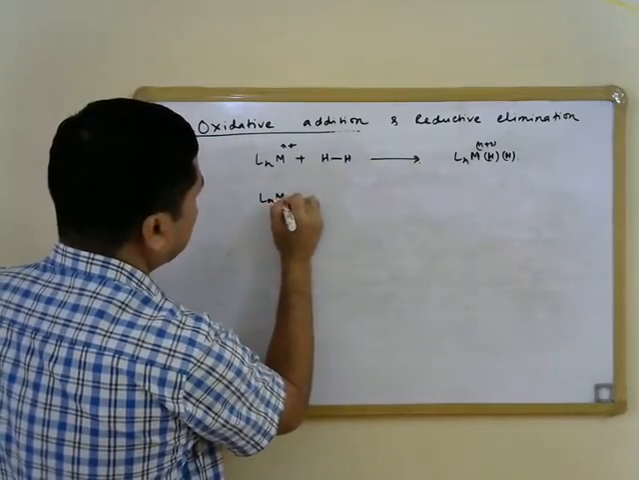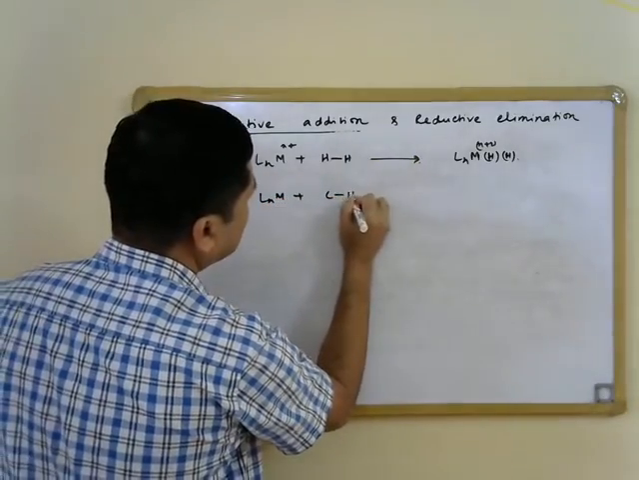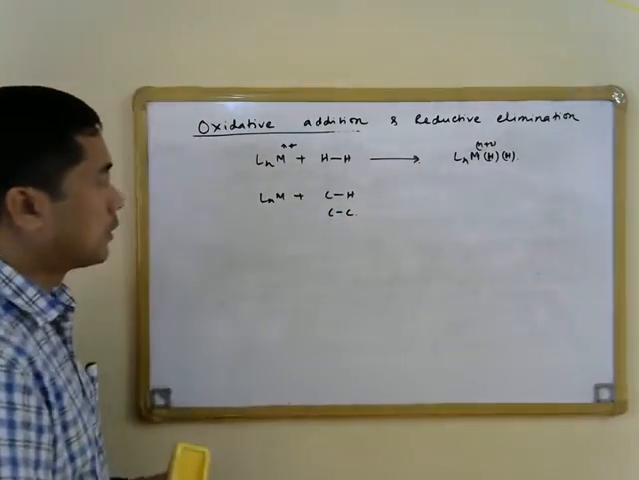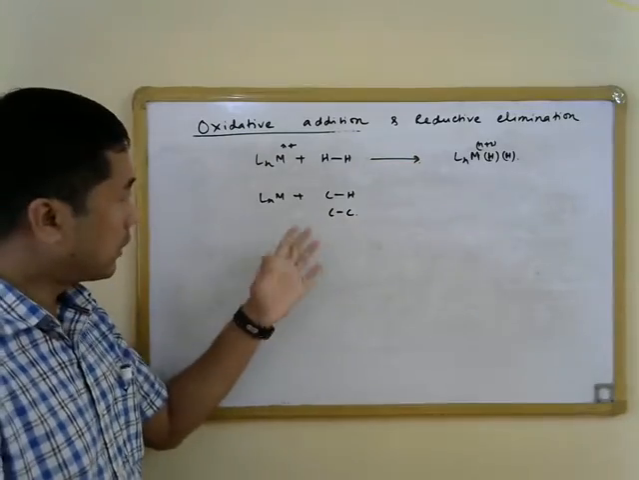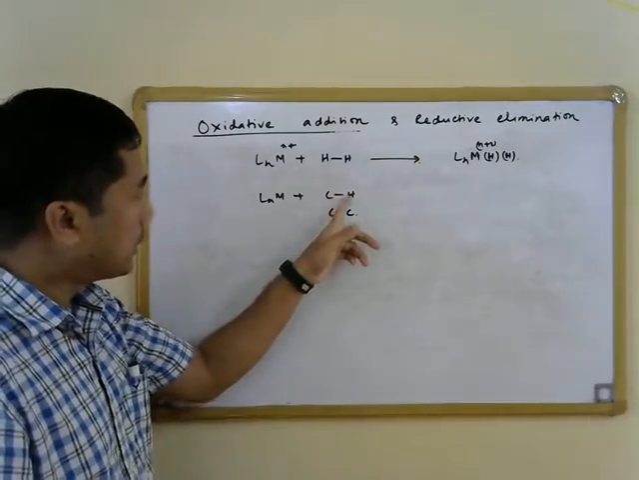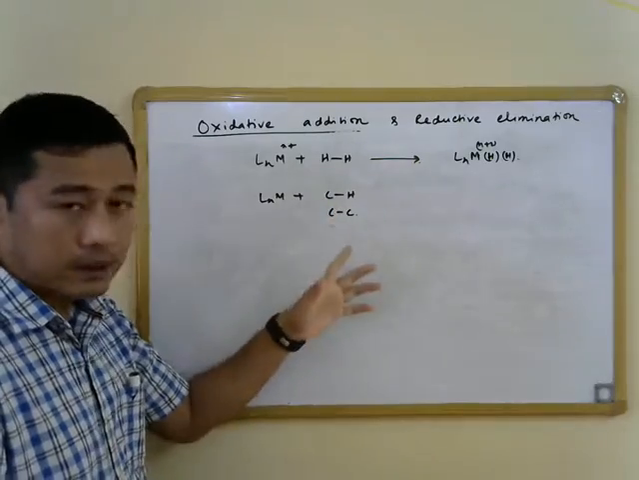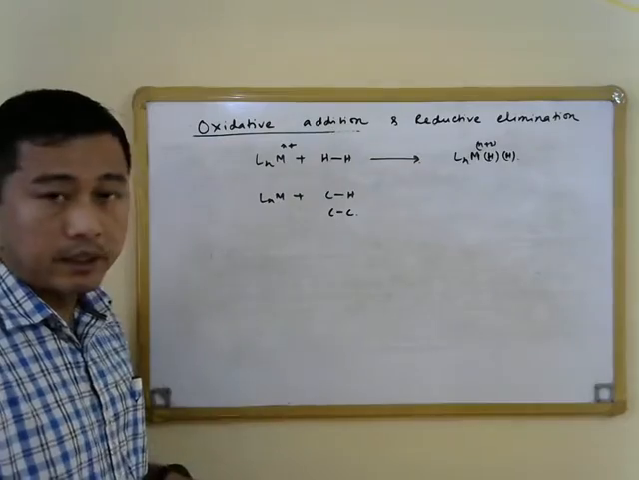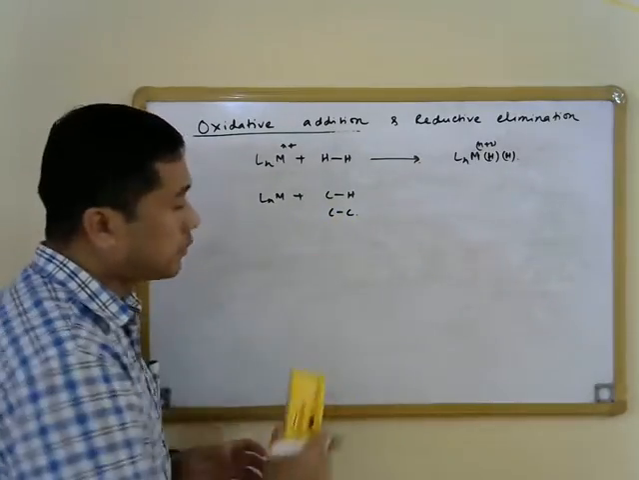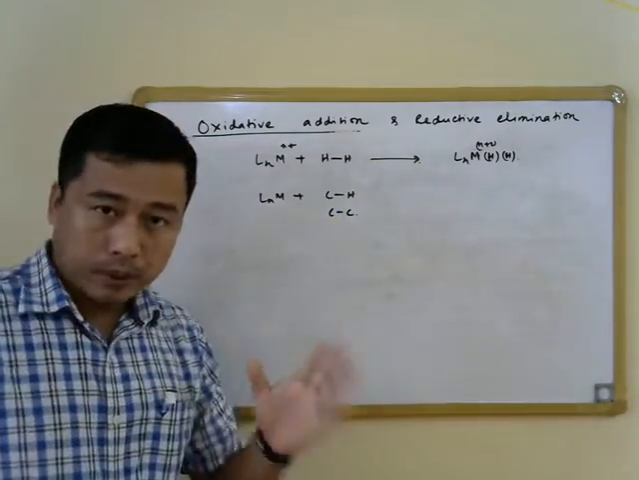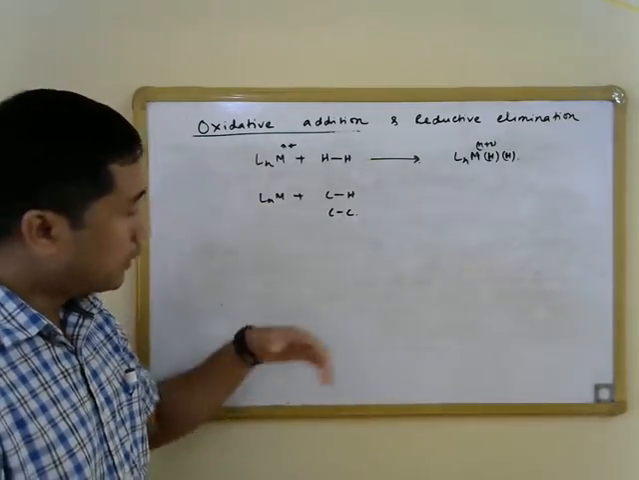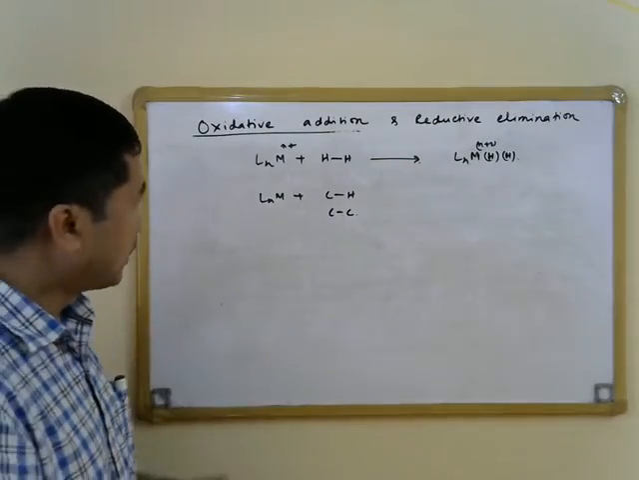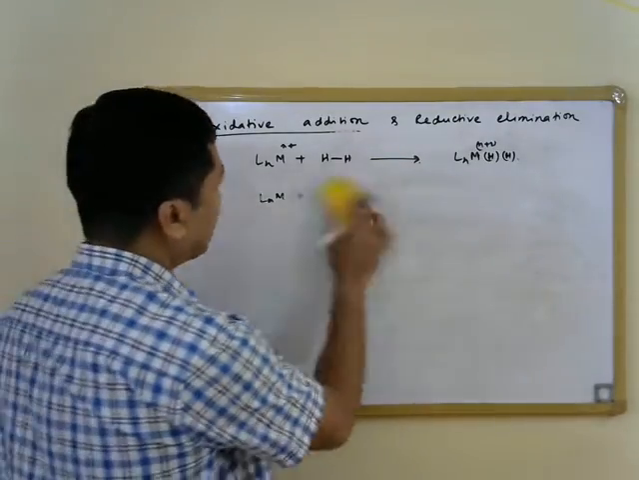Now, similar reactions are possible for C-H fragments as well as C-C fragments. So this C-H bond can rupture, and the units that we obtain may undergo oxidative addition reaction here with the metal complex, as well as C-C fragments can also, the C-C bond may break down, and the units that are formed may undergo oxidative addition reaction. And we have examples of this sort of reaction.